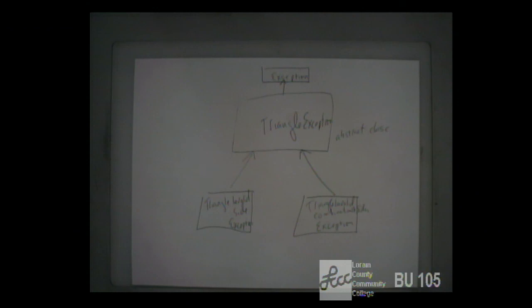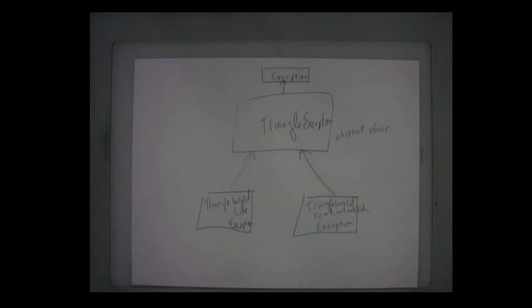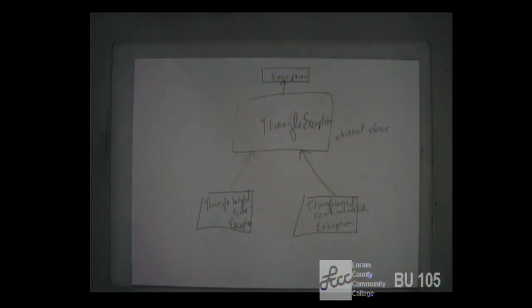In my triangle class, I'm going to be more precise about the exception I throw. My constructor can throw two different kinds of exceptions, right? It can throw a triangle invalid side exception and a triangle invalid combination of sides exception. Remind me to use shorter names next time. So now, if this happens, I'm going to throw an invalid combination of sides exception.